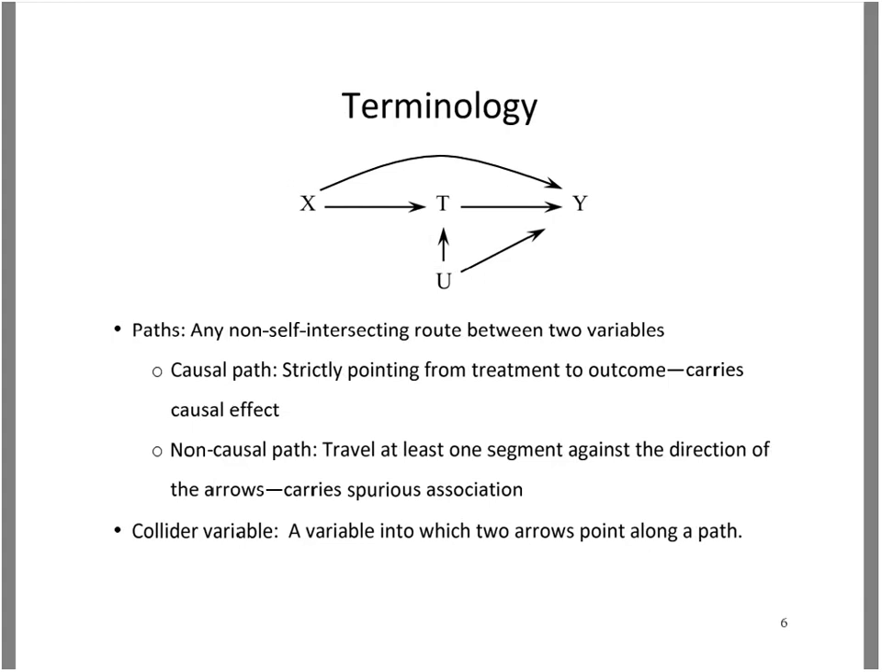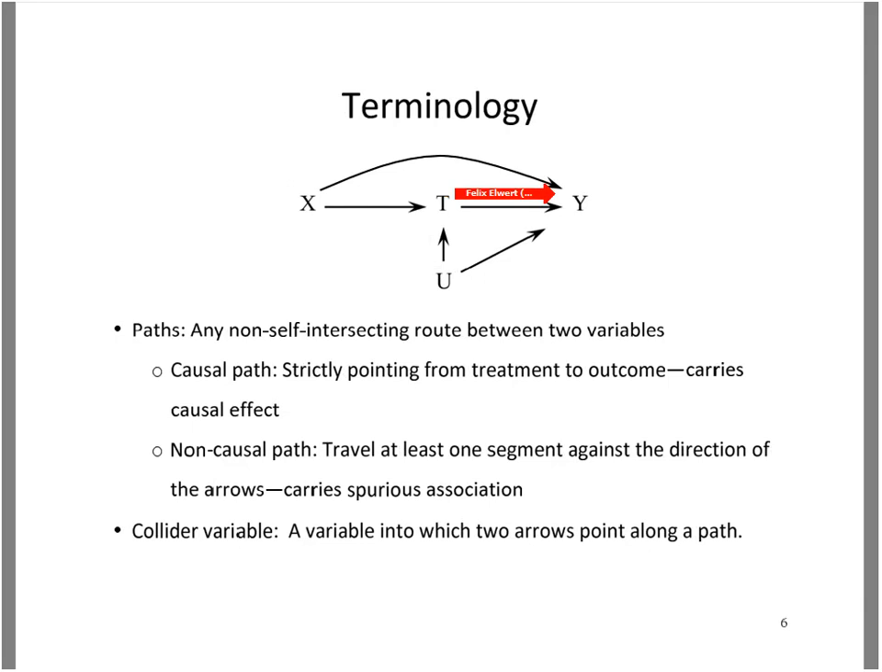Now, here's some terminology that we need to review. First, you remember that all associations in DAGs flow along paths. And paths are really any non-self-intersecting route between two variables. Now, importantly, we distinguish between causal paths and non-causal paths. A causal path from a treatment to an outcome is a path that points strictly away from the treatment and strictly toward the outcome. So in this DAG here, if T is the treatment and Y is the outcome, then we only have one causal path, namely T to Y.